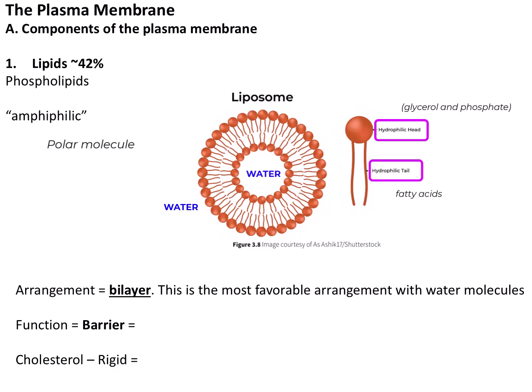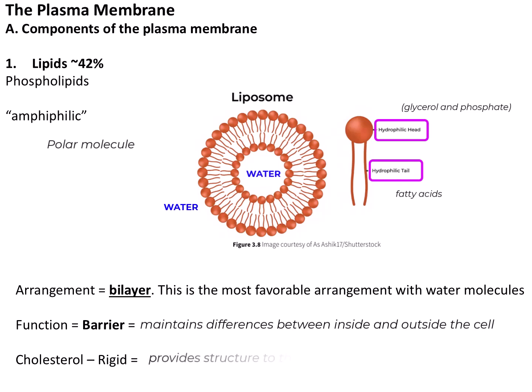The plasma membrane serves as a barrier. It helps to keep the differences between what's inside the cell and what's outside the cell. Cholesterol is also found in the plasma membrane and provides some structure and support to the membrane.